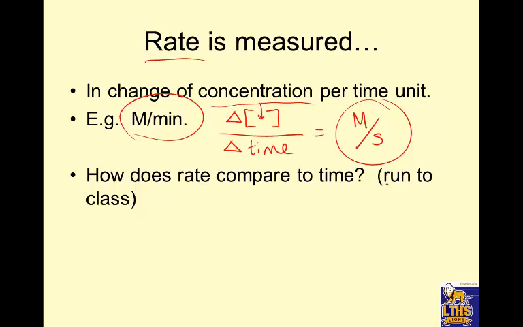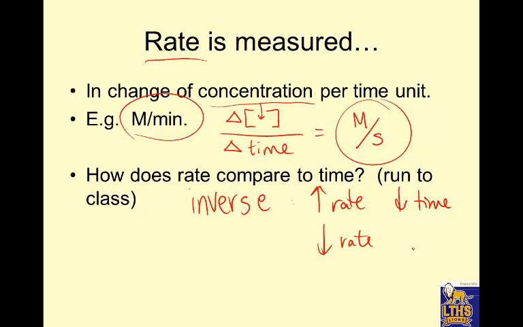So for you to get to class, it's your change in where you are over how long it takes you, your change in time. If you run to class, your rate is going to increase, so you'll get further in a shorter amount of time. The rate has to be compared over time. If it's a high rate of reaction, then it's taking a short amount of time. So they're inverse to each other. They're opposite. So a high rate means a short time.